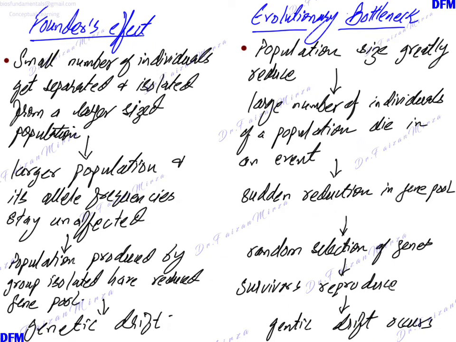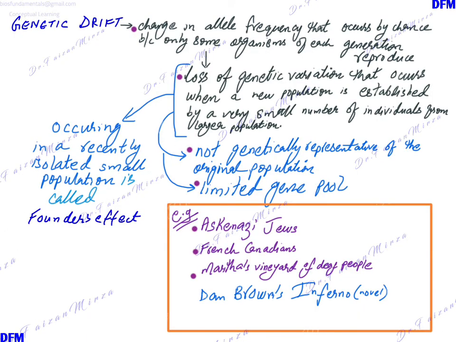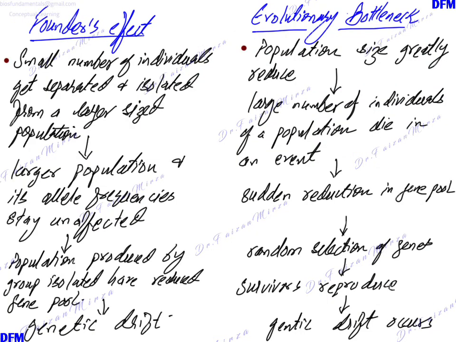We know genetic drift actually refers to reduction in the gene pool. And what is genetic drift? You can recall, genetic drift is basically change in the allele frequency that occurs by chance because only some organisms of each generation reproduce. In bottleneck, it's just those who survive, they reproduce. In founder's effect, it's those who got isolated, they reproduce separately, and the larger population stays unaffected.